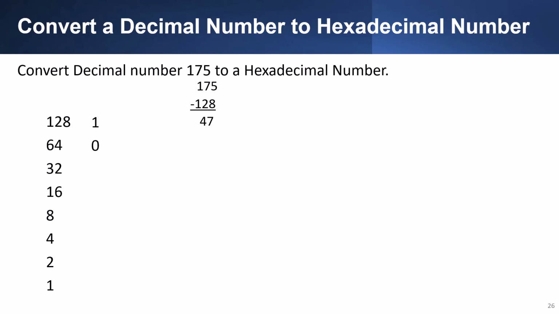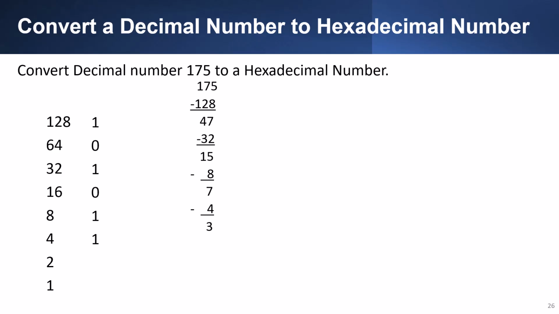Can you subtract 32 from 47 and still have a non-negative number? Yes. Put a 1 next to 32 and subtract 32 from 47. Can you subtract 16 from 15 and still have a non-negative number? No. Put a 0 next to 16. Can you subtract 8 from 15 and still have a non-negative number? Yes. Put a 1 next to 8 and subtract 8 from 15. Can you subtract 4 from 7 and still have a non-negative number? Yes. Put a 1 next to 4 and subtract 4 from 7.